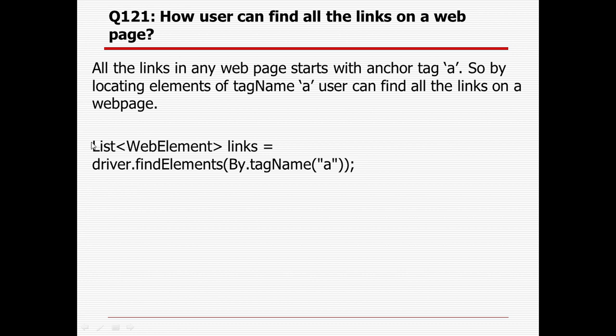So you need to use the List interface, right? WebElement, and then you need to create an object or instance. driver dot findElements, because it will be a list of elements, right? That is the reason you are using the list. Then By tag name equal to A. So all the links starting with tag name A will be stored in the links object. Now if you want to print them one by one, you can get the size of how many elements are available in the links, right? You can get it easily.